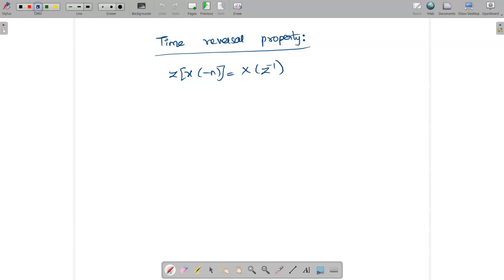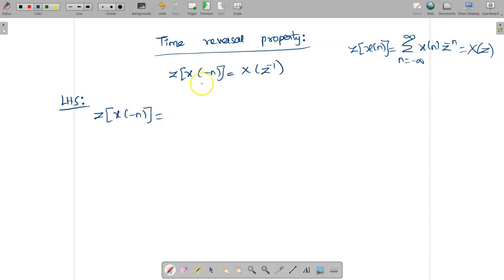So again, before solving the proof, we should know that the z transform of x of n is summation n equal to minus infinity to infinity x of n z power minus n, which I can write as capital X of z. So take your left hand side, the z transform of x of minus n is given. Okay, so this is the reversal property. X of minus n is given, summation n equal to minus infinity to infinity. Instead of your x of n, I have x of minus n. Write as it is, x of minus n into z power minus n.